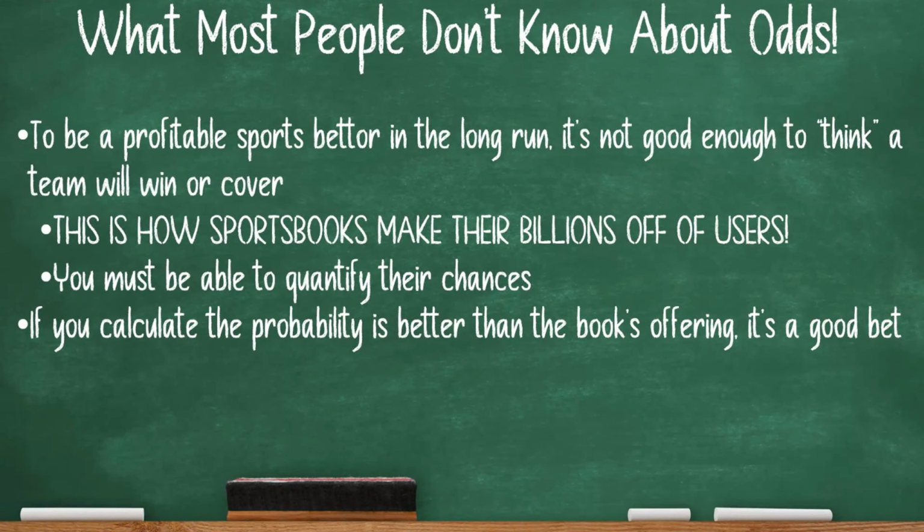Or maybe an easy way to think about that is if the book says the spread is Alabama should win by 11 and a half points, and you say no, a good bet is Alabama will win by 14. I predict that Alabama will win by 14 points or more. Well, then again, the minus 11 and a half would be a good bet for you, but it's not good enough to just think that.